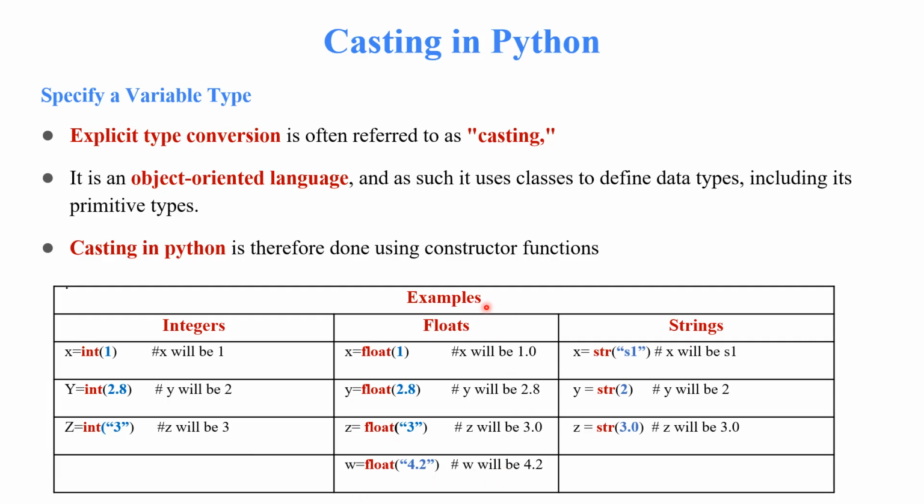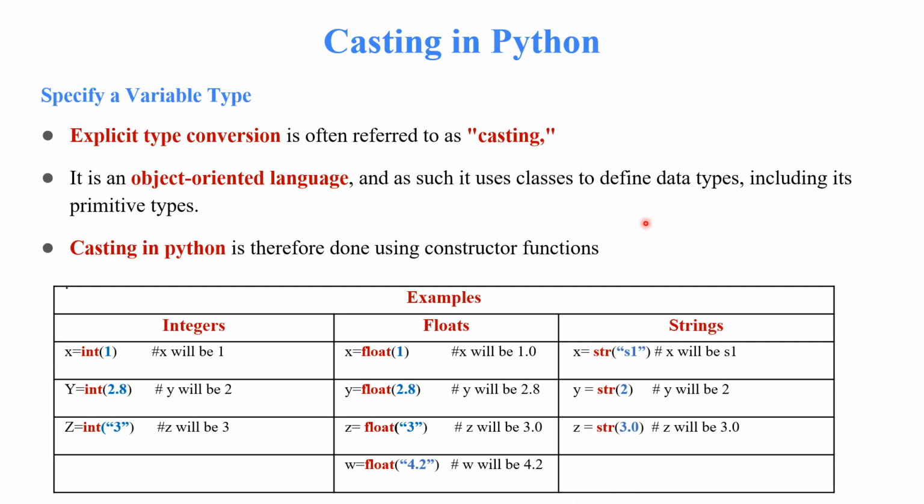Similarly, we have the examples of float. Now I say float of 1. I want the value in decimal, so how will it be printed? The float output will be 1.0. Now I am making it 2.8, and the output will be 2.8. When it is string "3", it is converted to float, and it will be 3.0. You can see here, when I say 4.2, it's going to be 4.2.